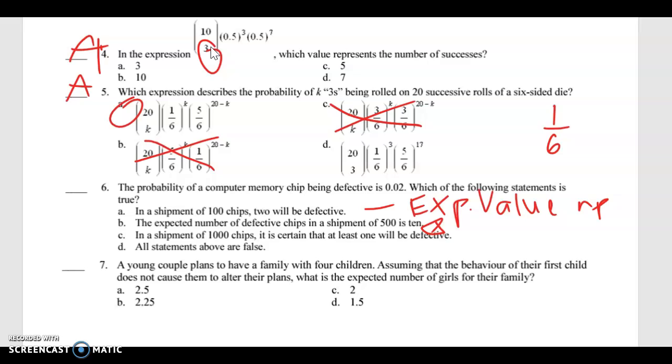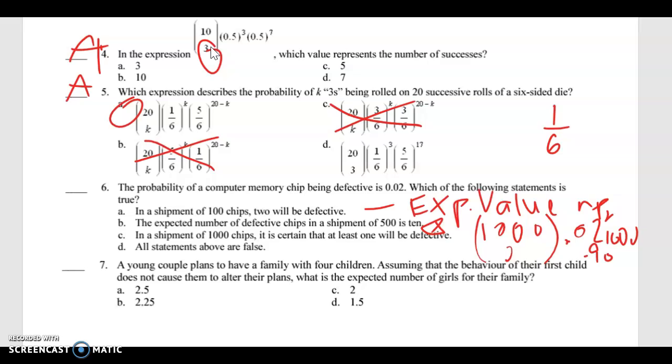In a shipment of 1,000 chips, it's certain that at least one will be defective. Now, it is possible that none will be defective. And the way you'd do that is you'd basically take 1,000 taken 0, which is just 1, times 0.02 to the 0 power, which is also 1, times 0.98 to the 1,000 power. Now 0.98 to the 1,000 power is a very small number. It's 1.6 times 10 to the negative 9. In other words, it's a 0.00000000168 chance of that happening.